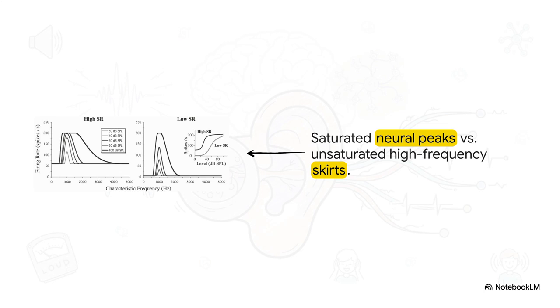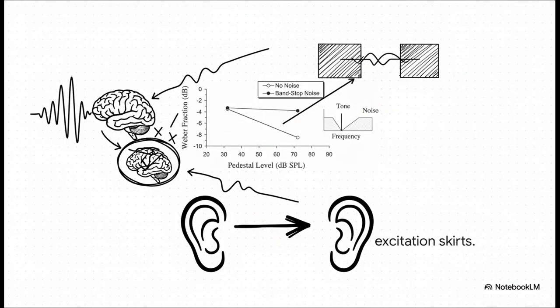The thought was that our brains are smartly pulling intensity data from these unsaturated neighboring neurons to figure out just how loud a sound is. It sounds like a rock-solid theory, right? Well, scientists had to test it. They set up an experiment to deliberately block the brain from using those adjacent neurons.